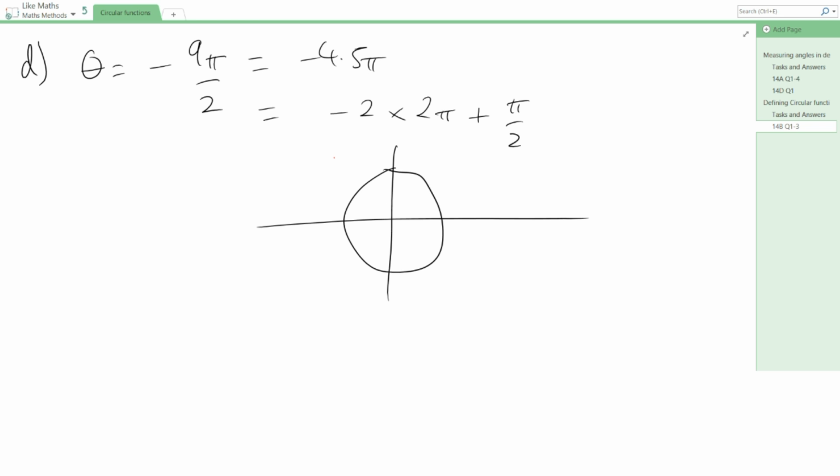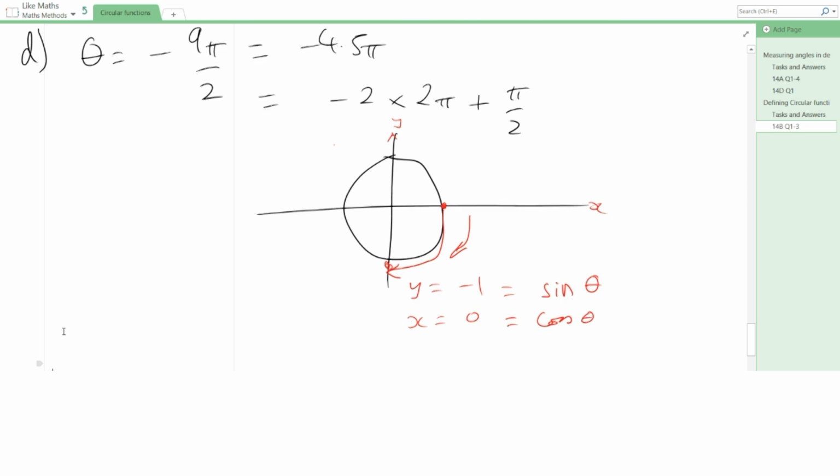But it's negative, so we're going to go around in a clockwise direction. We go around twice, back where you started, plus another half a pi. Now, half a pi is a quarter of the way around, 2 pi all the way around. So down here, y is minus 1, x is 0, y is given by sine of the angle, x is given by cos of the angle. That's better.